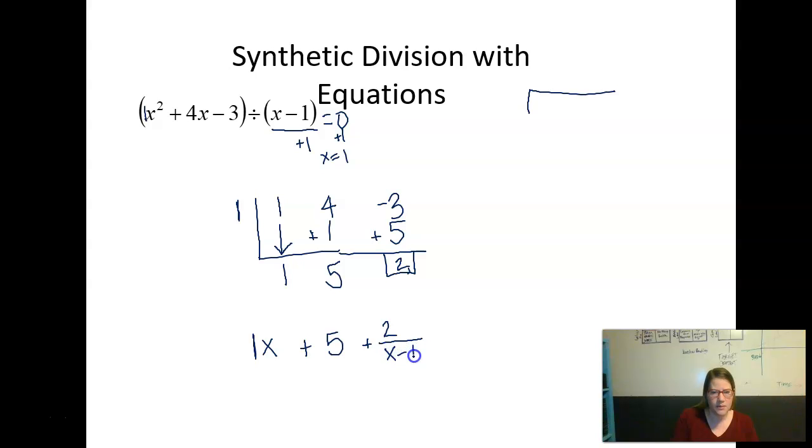This is actually the same problem that we did yesterday with long division. We're just doing it with the synthetic division. So our answer is x plus 5 plus 2 over x minus 1. So that one, I didn't really need to write it, so I'm going to cover it up with my circle here.